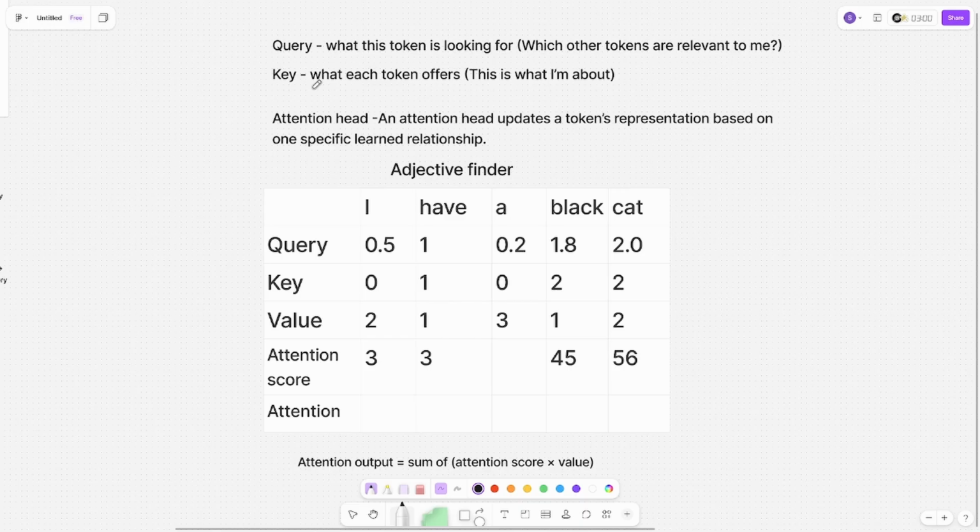The query is basically like a question. It's basically what the token is looking for: what other tokens are relevant to that specific token. And the key matrix is like an index. It tells what the token is about.